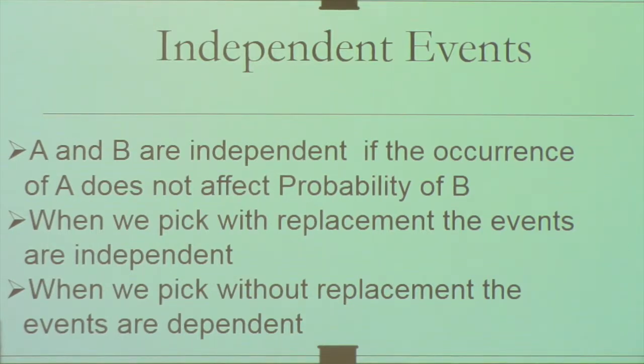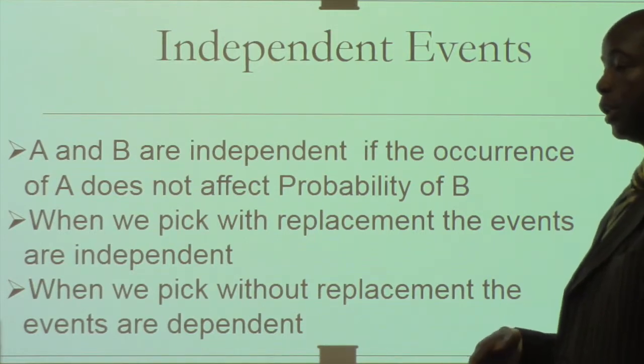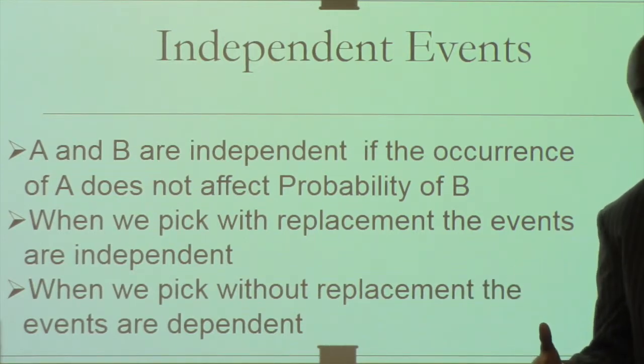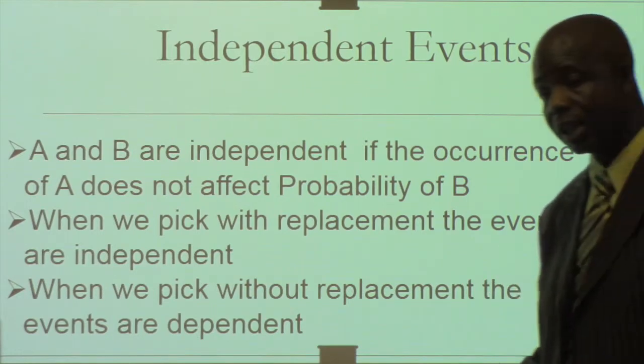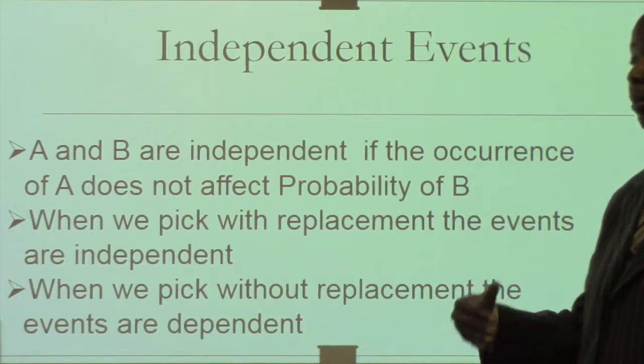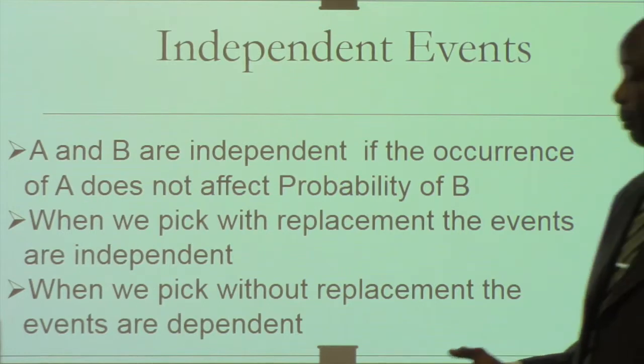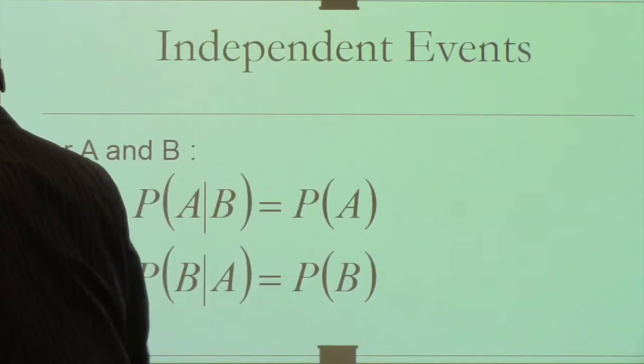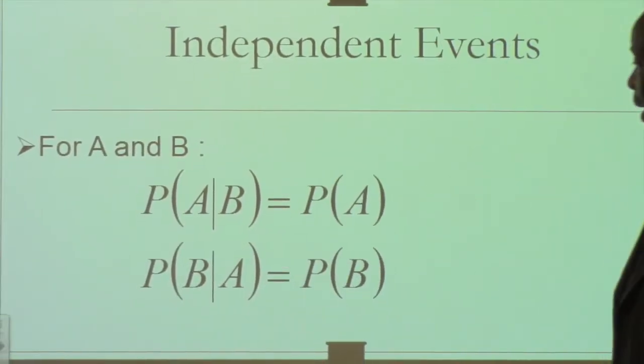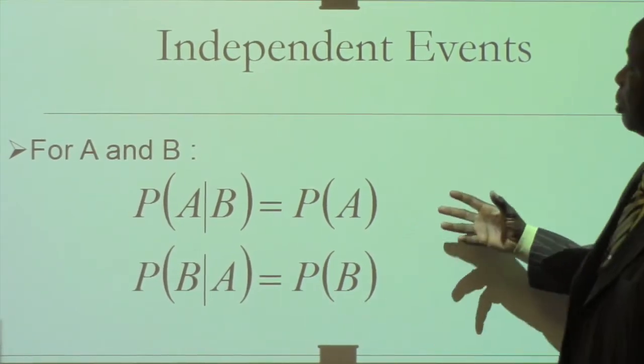Normally, independent events are when we pick from a box with replacement. So you pick it up and you put it back before you make the next attempt to pick up an item. Situations in which you pick without replacement are considered to be dependent events, because the occurrence of one impacts the occurrence of the other event. So when the events are independent, we can use this computation.